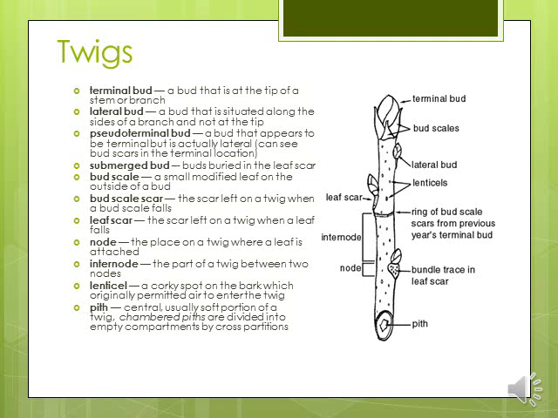A bud scale is just a small modified leaf covering the bud, and a leaf scar is a scar left on the twig where the leaf falls off, so you might see a little indentation there where the leaf fell off. For nodes and internodes, the node is the place where the leaf attaches, and the internode is the space between the two leaves. So in some plants, the internode distance or the place between two leaves might be important to keying out the plant. The lenticel is a quirky spot on the bark where air can get into the stem, and the pith is just the very center or the soft portion of the twig.